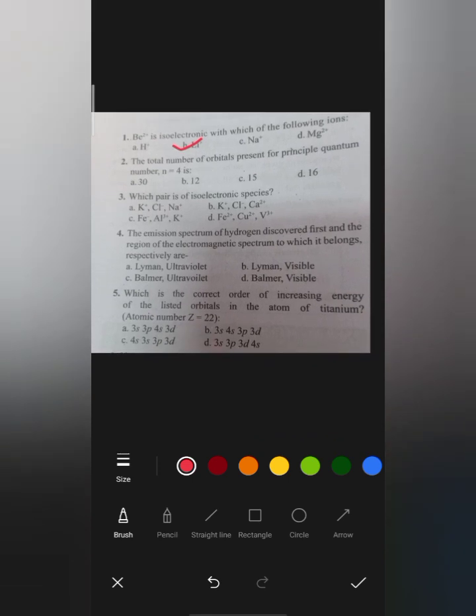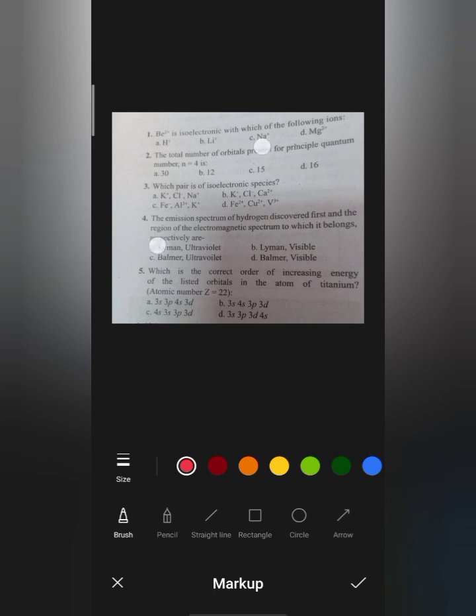For the calculation of the total number of orbitals, we know the formula that the total number of orbitals present is n square. Here the value of n is 4, so 4 square is 16. So option D will be the correct answer. Next is question number 3.